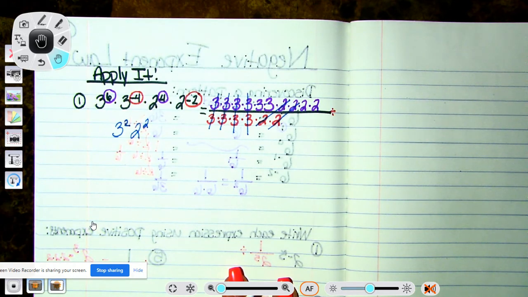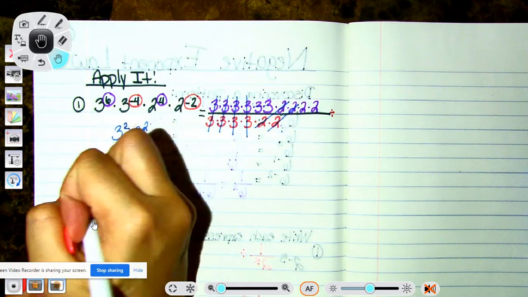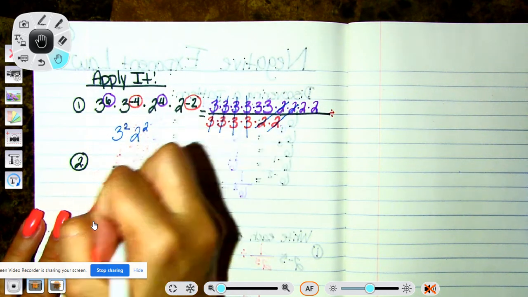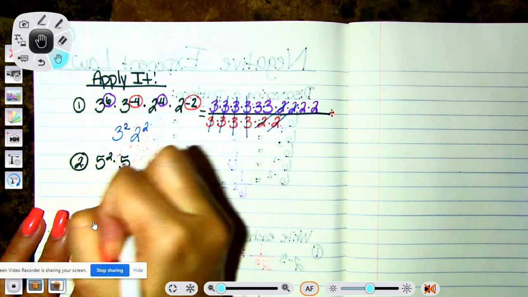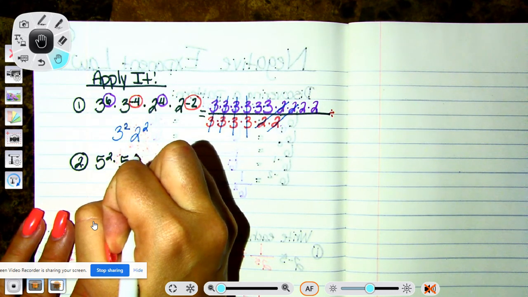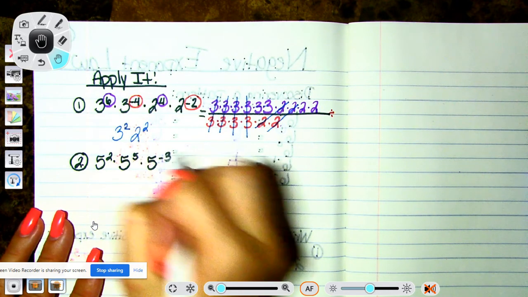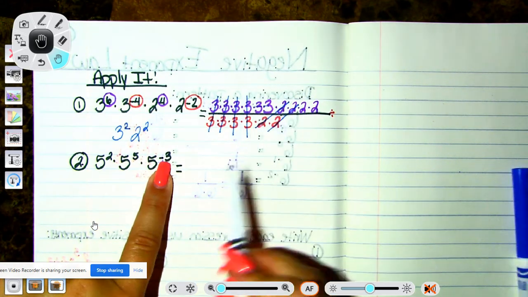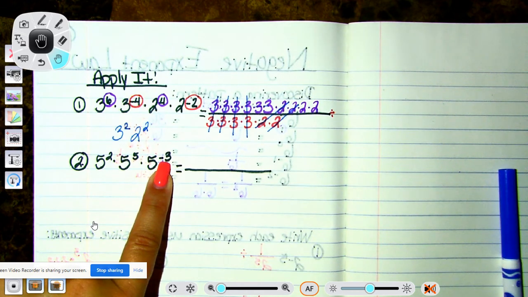Okay, let's look at another one. See if we can get the hang of it now. Okay, number 2. 5 to the 2nd power times 5 to the 5th power times 5 to the negative 3rd power. Again, I'm going to show you the first way first. So I already see a negative sign, which I know means I'm going to need to divide sometimes. And again, our fraction bar is meaning division in this case.